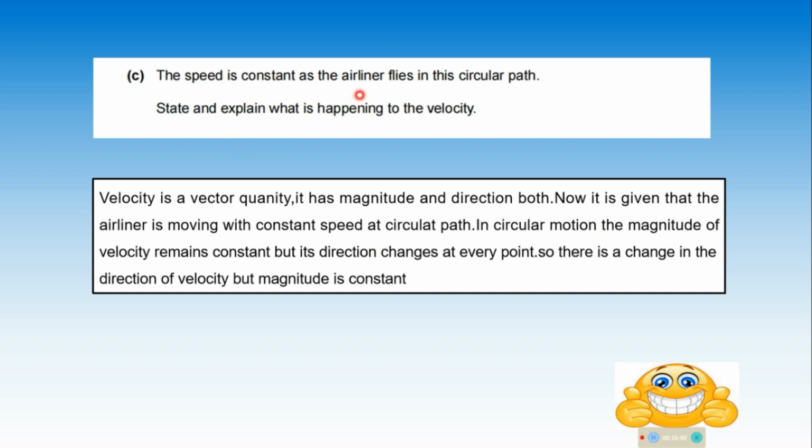The speed is constant as the airliner flies in the circular path. State and explain what is happening to the velocity. Velocity is a vector quantity. It has both magnitude and direction. Now it is given that the airliner is moving with constant speed on a circular path. In circular motion, the magnitude of velocity remains constant, but its direction changes at every point. So there is a change in the velocity, a change in the direction of velocity, but the magnitude is constant.